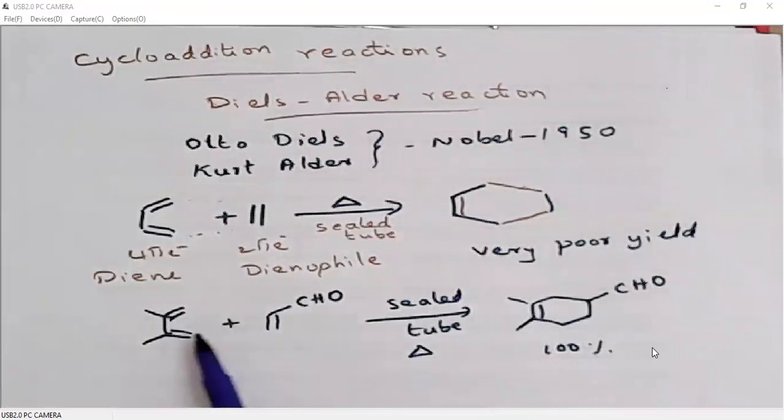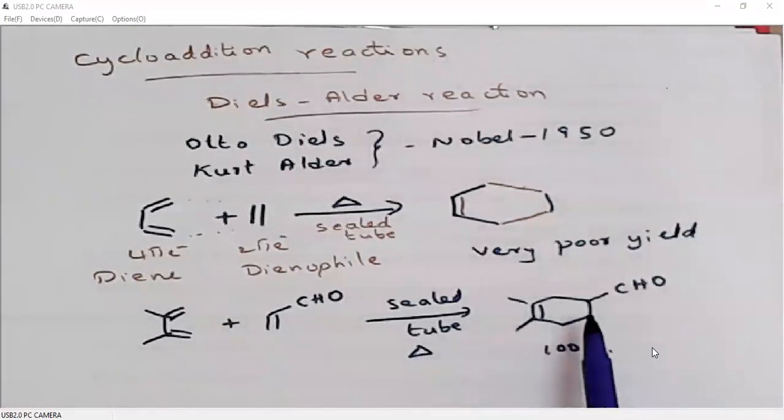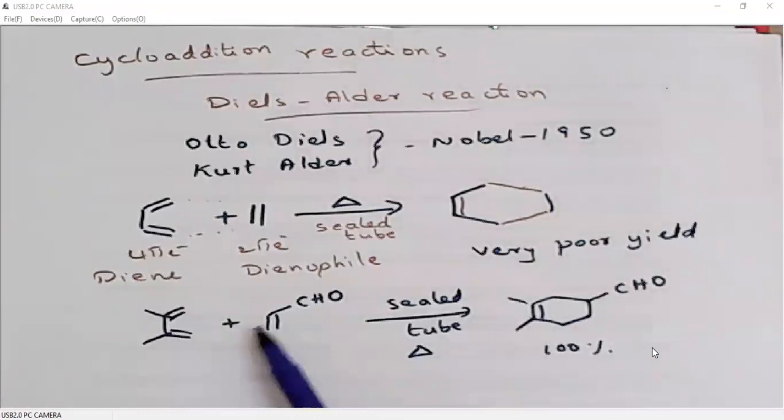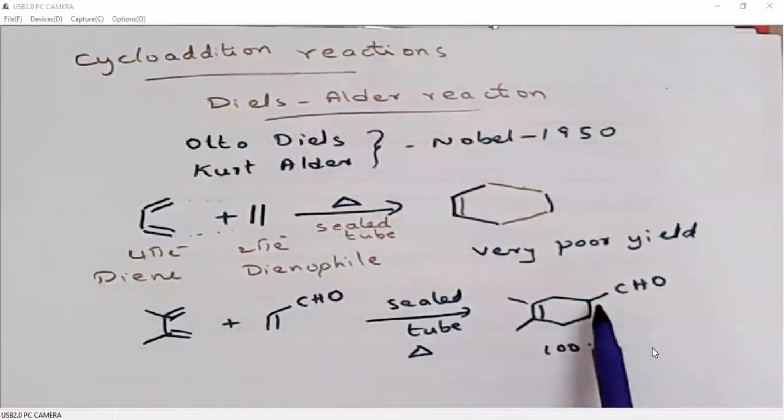See, when you look at the starting materials and the product, all the atoms in the starting material are appearing in the product also. That means not even a single atom is lost from the starting materials. So that is why these are called atom economic reactions.